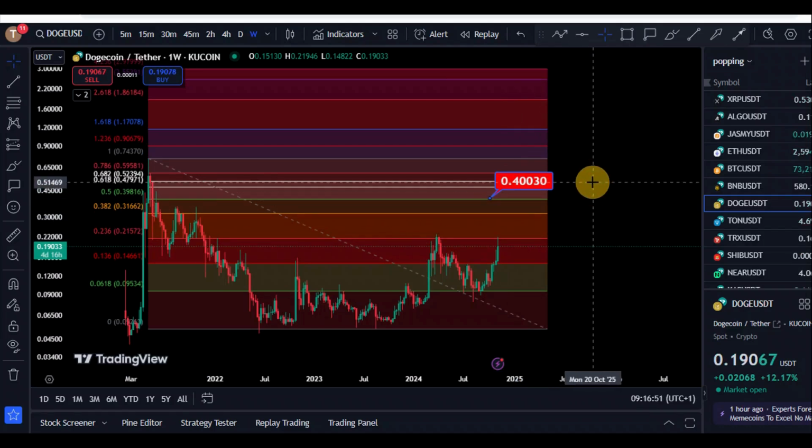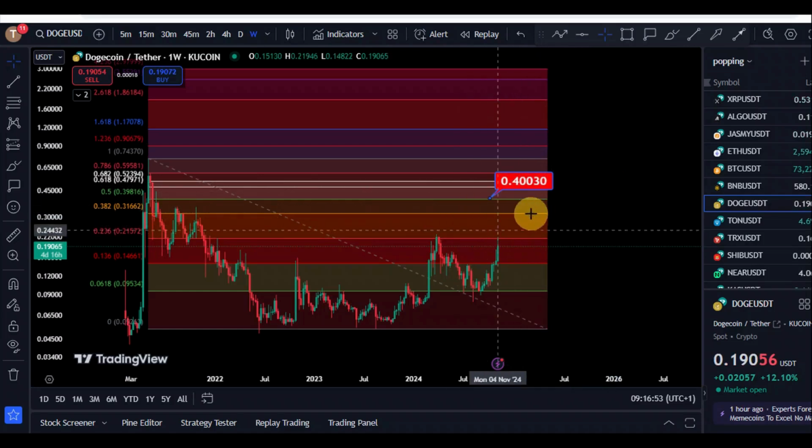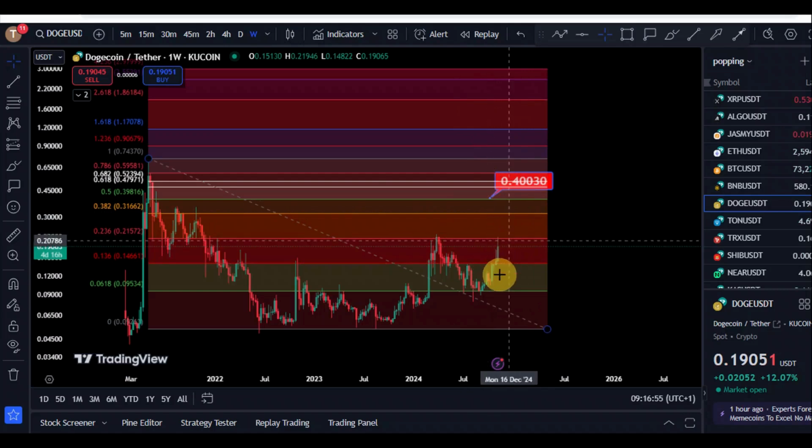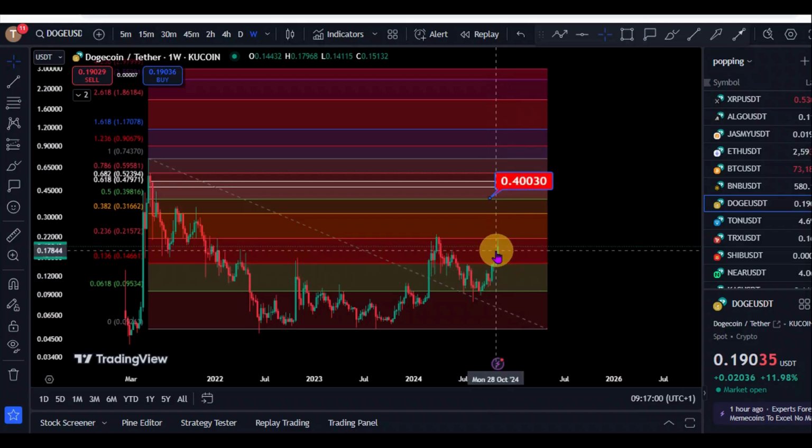We will continue to give you updates as regards the post-election theory, which we are already seeing happening right now. We are already seeing that pump. We will continue to give you daily updates as regards that.